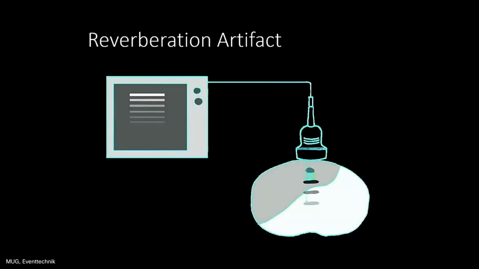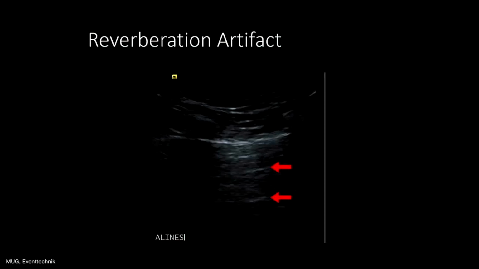So the next artifact we want to cover is the reverberation artifact. Again, you have two impedance steps, two changes of media, two structures. It can happen that these sound waves are reflected between these two structures several times before they go back to the probe. Again, by time measurement, the probe thinks these structures are much deeper in the tissue, and it creates lines, reverberations.